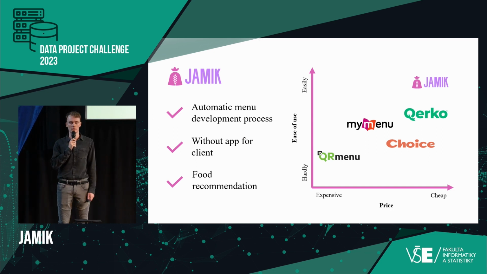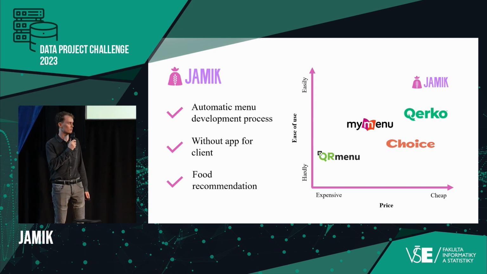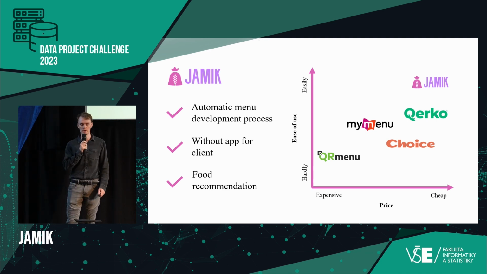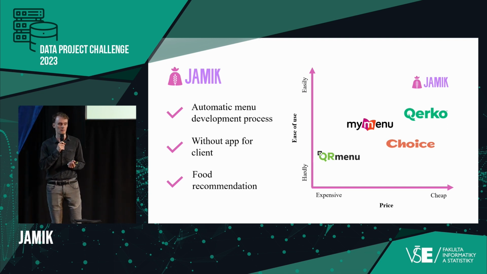As you can see, Jamik, compared to other competitors, is fairly cheap and, most importantly, easy to use both by restaurants and their clients, because first, it doesn't require downloading any additional mobile app. It reorders the food, so it makes choosing much faster and simpler for the clients. And it does not require the restaurant to contact us in order to make their own digital menu, within a few minutes.